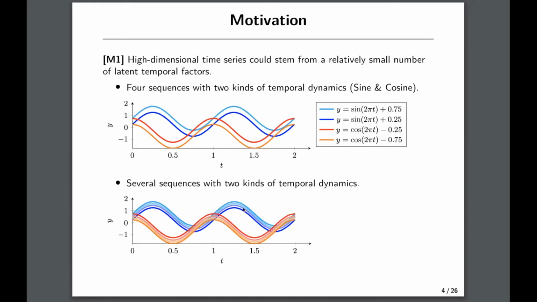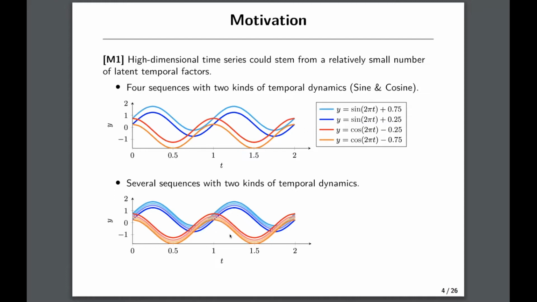Okay, let's see what the motivation of this work is. The first motivation is that high-dimensional time series could stem from a relatively small number of latent temporal factors. We can see this figure. In this figure, we have 4 sequences. These sequences can be regarded as time series. We can also see 2 kinds of temporal dynamics. One is from a sine function and another is from a cosine function. So we assume that these 4 sequences stem from 2 kinds of temporal dynamics.